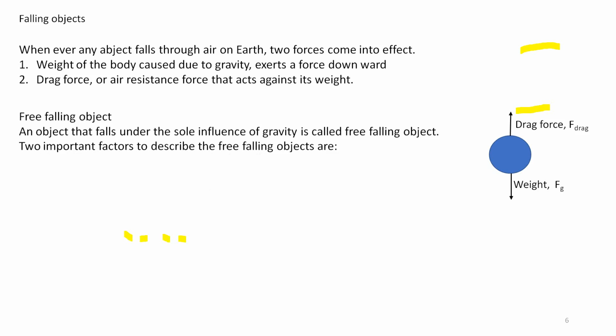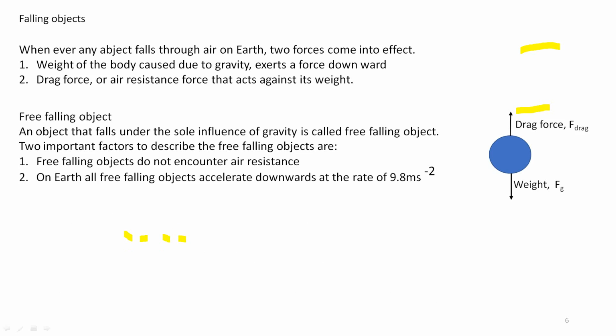Free falling object. So what type of object do you call as a free falling? An object that falls under the sole influence of gravity is called free falling object. So if an object is falling only under the influence of gravity without any other disturbances, without any other factors, then we call that object a free falling object. There are two important factors about free falling objects. They do not encounter air resistance. So there is no air resistance on a free falling object.